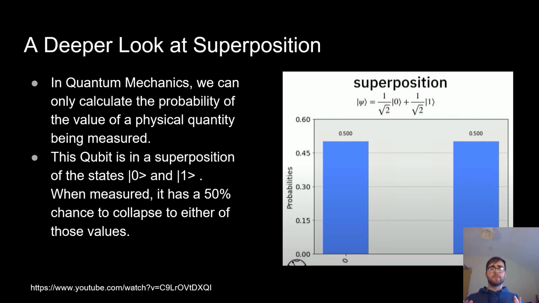A deeper look at superposition. What is it? Why is it useful? In quantum mechanics, we can only calculate the probability of the value of a physical quantity being measured. So in this graph here to the right, we have one qubit in a superposition between the state 0 and the state 1. And you have a 50% chance that whenever you measure this qubit, it will be either 0 or 1. When you measure it, you won't be able to see that it is in a superposition. It collapses to one of those values.